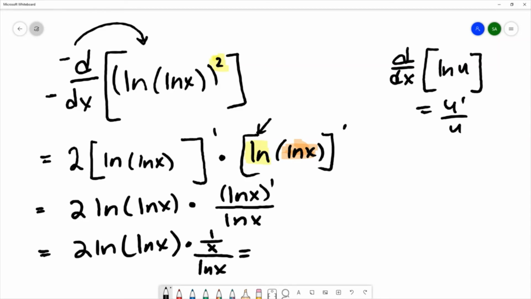And then I can write this as 2 natural log of natural log x. So all of this is staying in the numerator. This 1 would stay in the numerator. And then I'm going to send this x to the denominator and write x natural log x. I've got 2 natural log of natural log x over x natural log x.